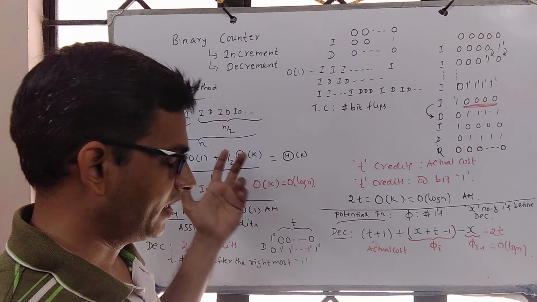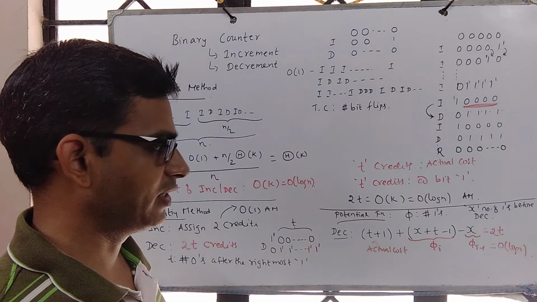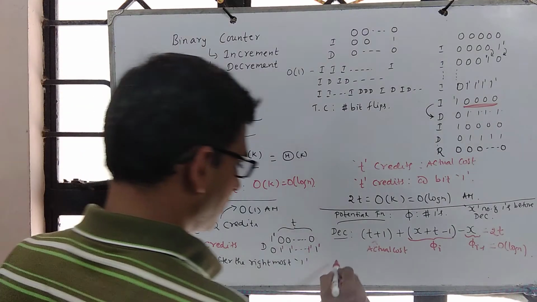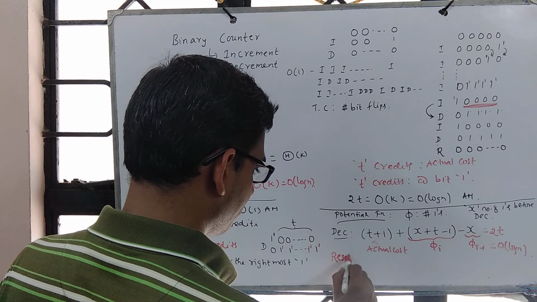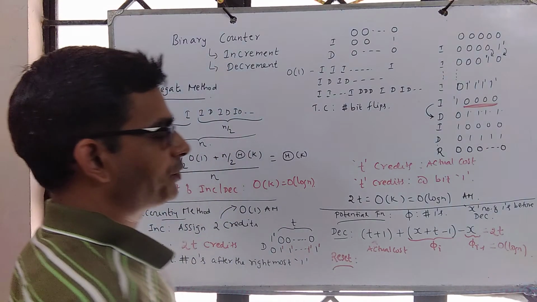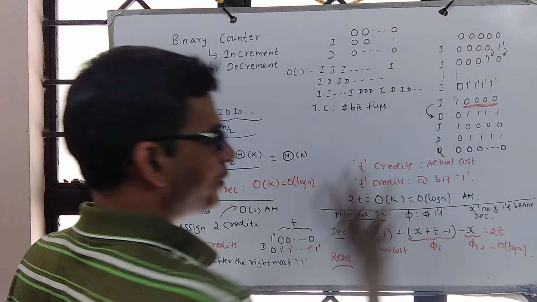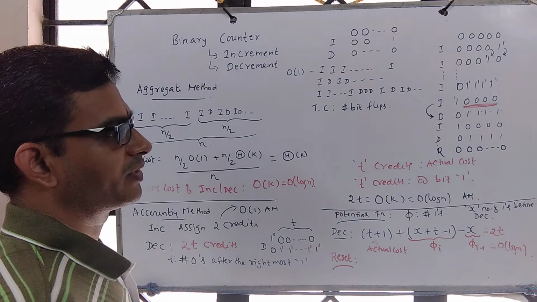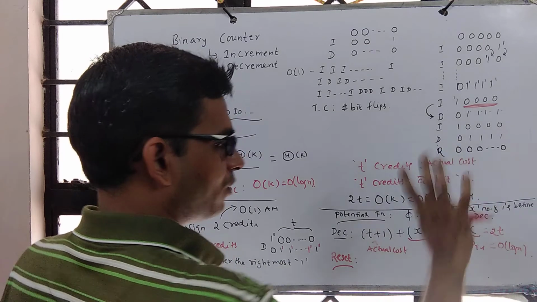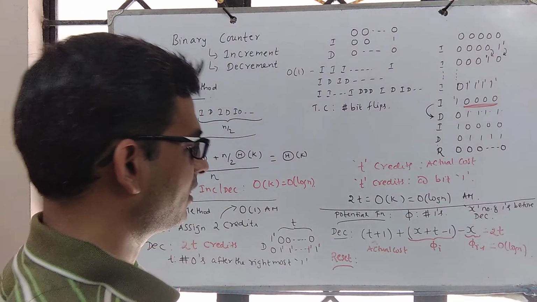What would be the aggregate analysis? Through aggregate analysis, what is the cost? And through potential function, what is the cost? And so on. Okay. Let's analyze, say, the potential function method. What would be the actual cost? All ones will be flipped to zeros. Correct? And 0 remains as it is. That is all we have, right?